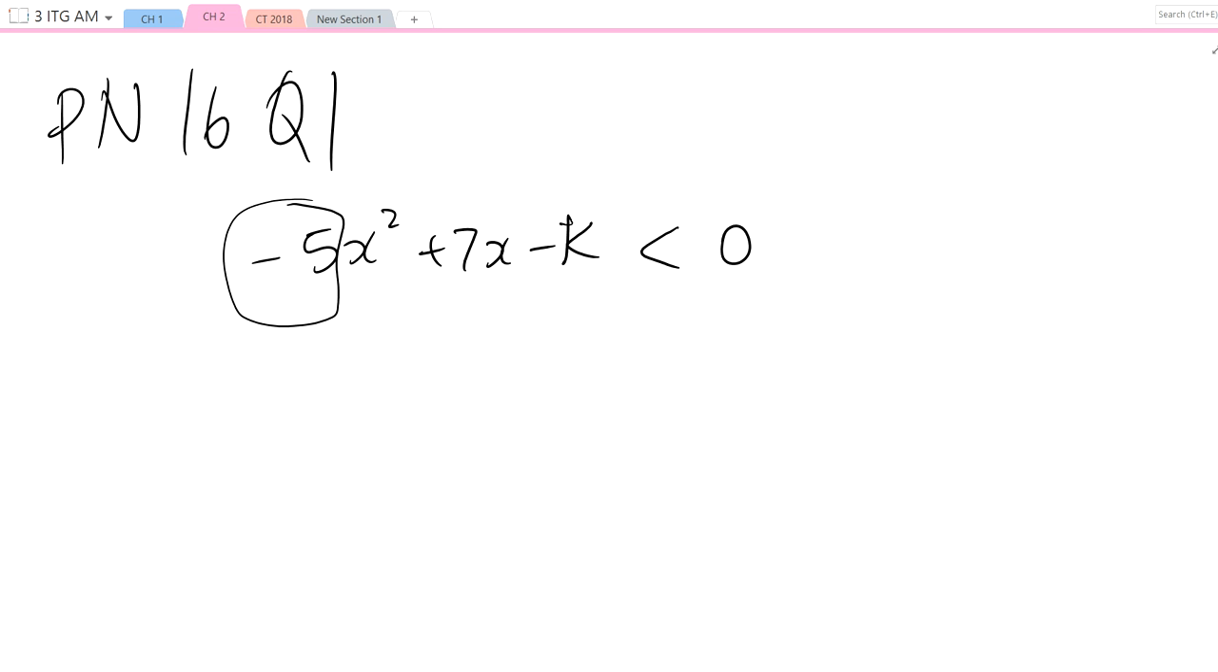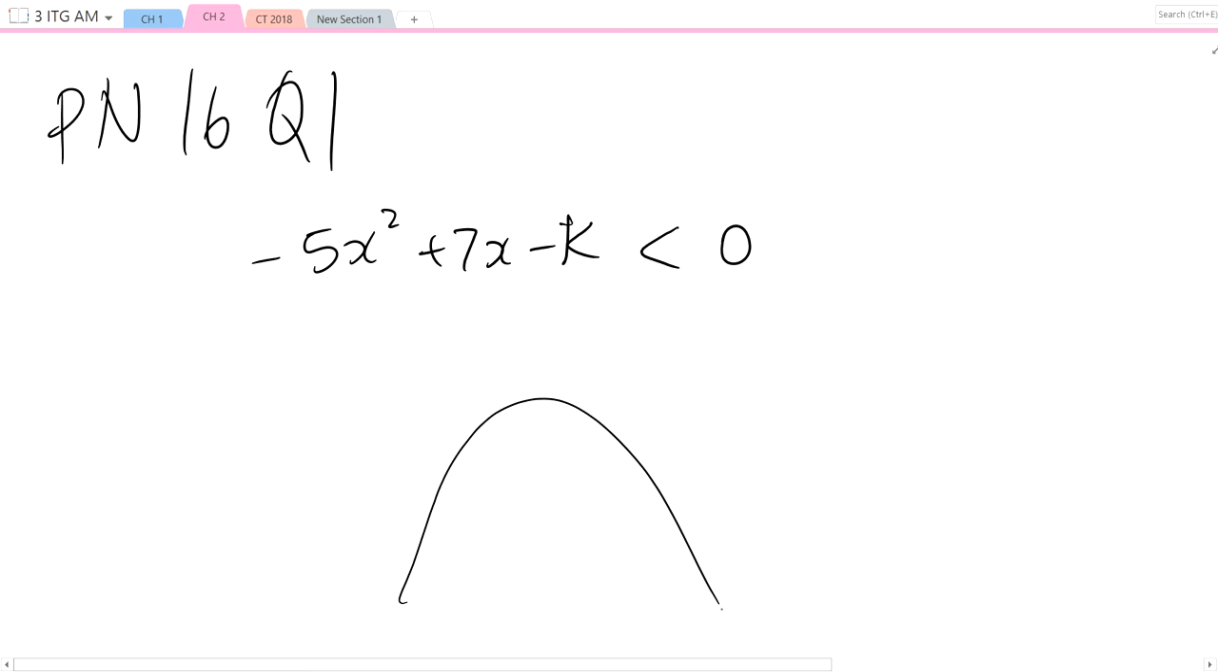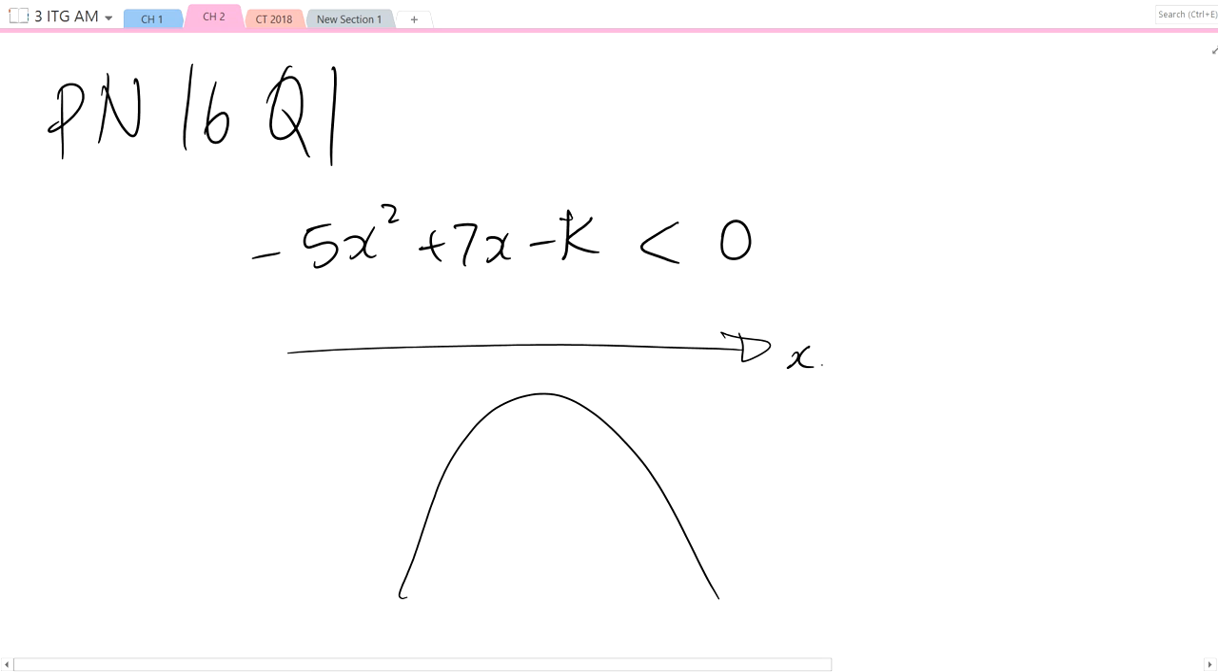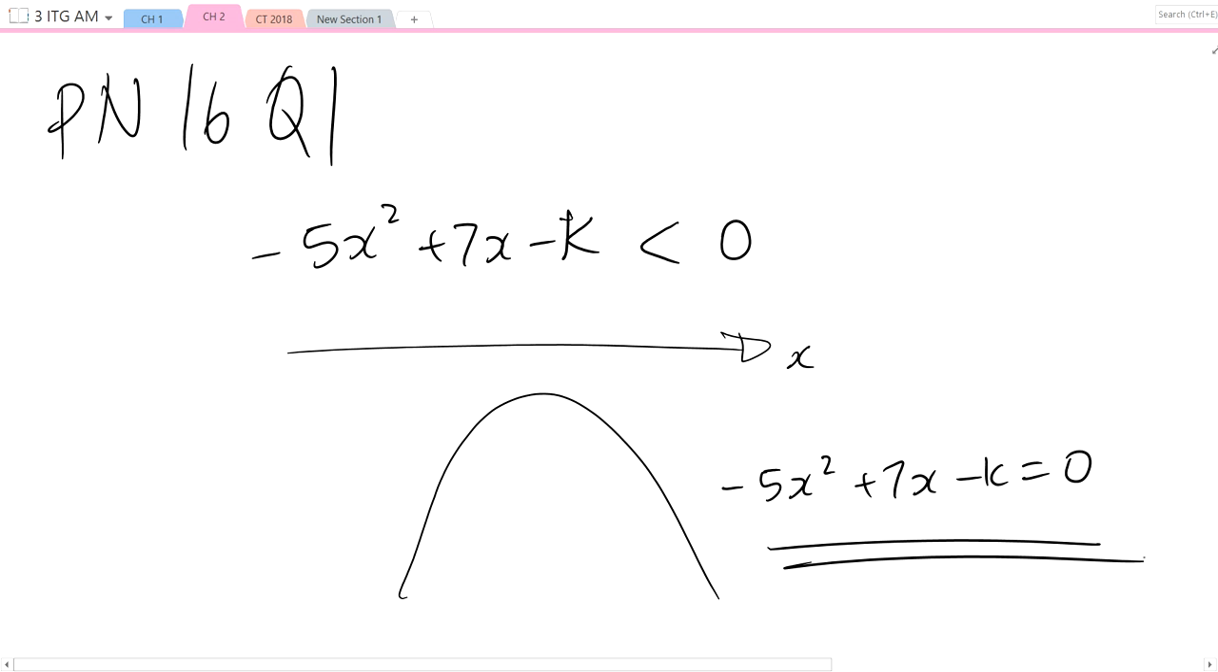Okay, coefficient x squared is -5. What kind of parabola are we expecting? Opening downwards. Is it possible to have a parabola like this such that the results will always be negative? Where is the x-axis? Okay, it must look like this. So you see, it does not intersect my x-axis, it does not cut my x-axis, it does not touch my x-axis, therefore there is no solution if I am trying to solve for -5x squared plus 7x minus k equals to 0. If I try to solve for this, there is no solution, as shown by no points of intersection.